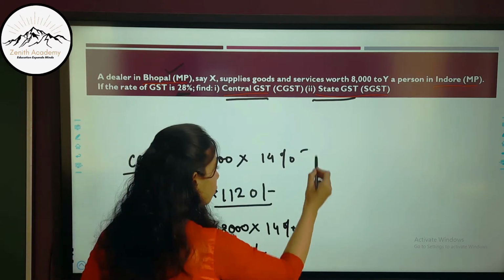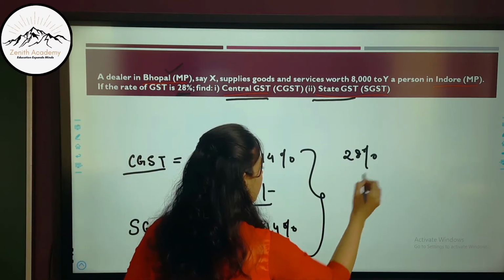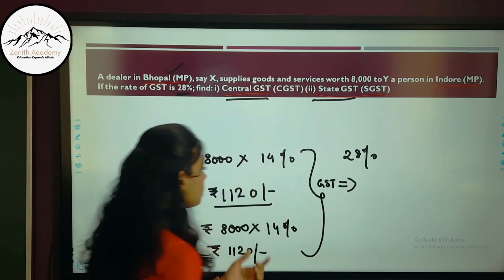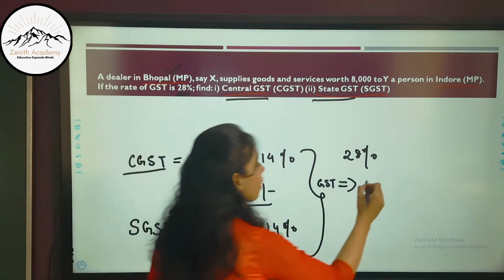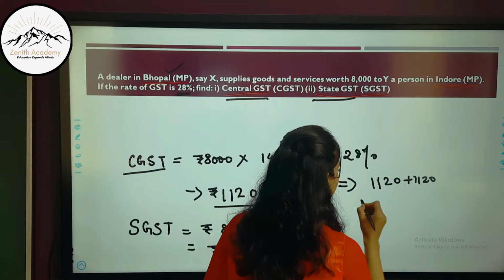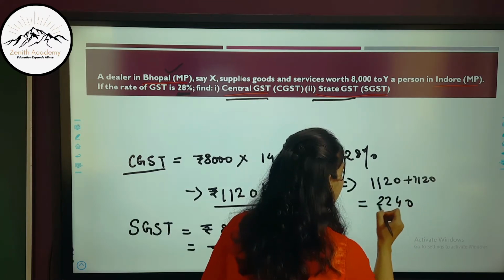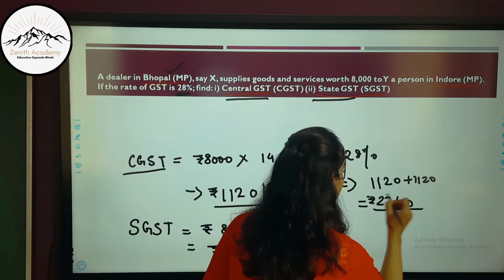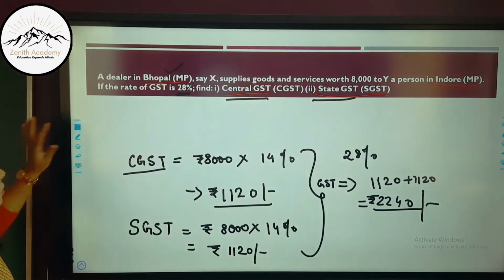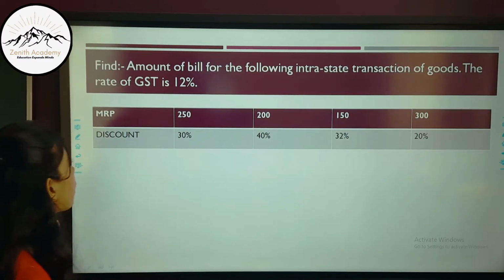So the total tax, that is the 28% GST, total GST levied is 1120 plus 1120, which is equal to rupees 2240. Okay. Now this was easy. Let's move on to our next question.